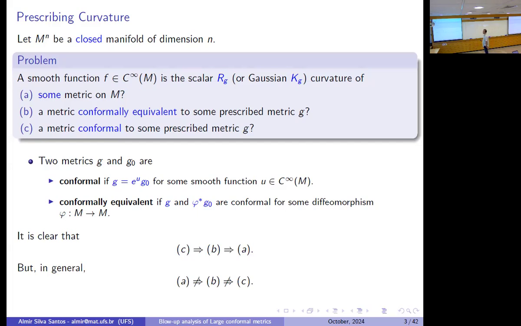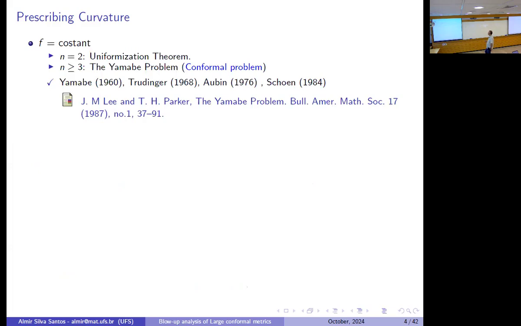There are examples where you can solve the problem here, but you cannot solve it here, and you cannot solve it here. And also, B doesn't imply C. So it's a problem, three problems, that has been studied a lot. There are a lot of works in the literature.